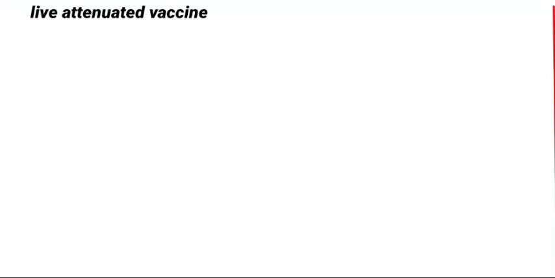First, we have live attenuated vaccines. These vaccines use a weakened form of the pathogen that causes disease. Because these vaccines are so similar to the natural infection, they create a strong and long-lasting immunity. However, weakened pathogens are still strong enough to cause illness in people with weak immunity, and therefore they cannot be used for this group of people.